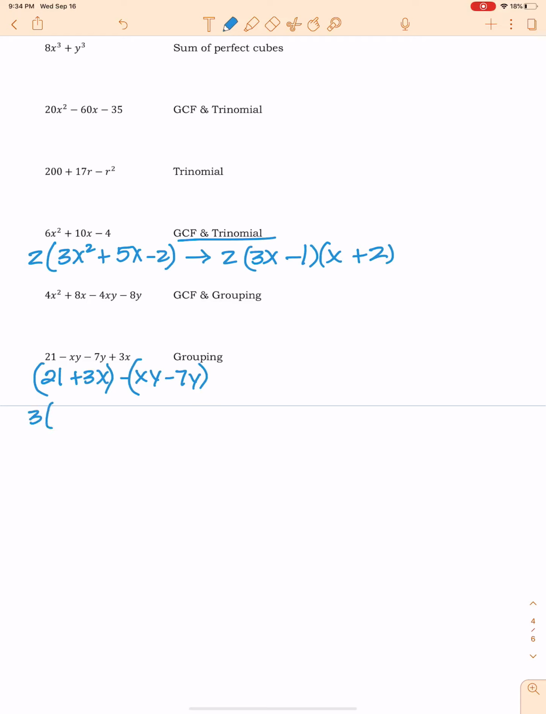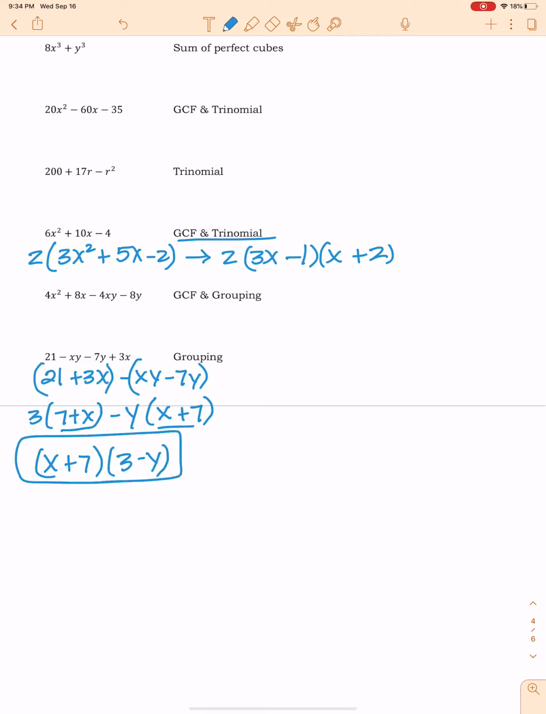So here I take out a 3. Here I'm going to take out a negative y. Oh, it worked. X plus 7 and 7 plus x are the same thing. If one of them had been negative, they would not be the same. Just FYI. All right, so x plus 7, 3 minus y. There you go.